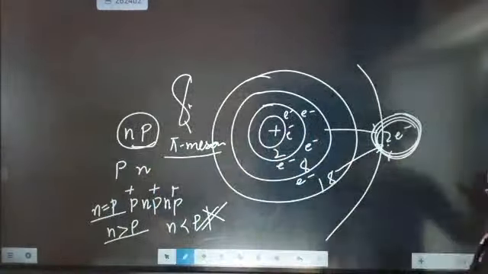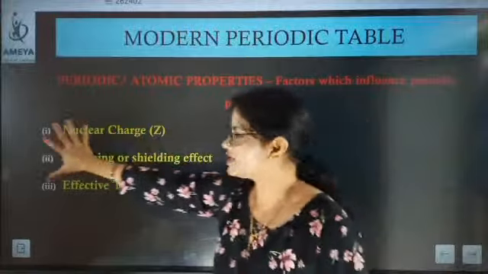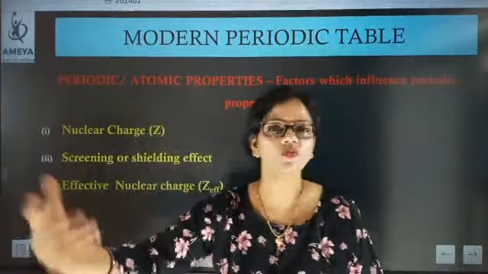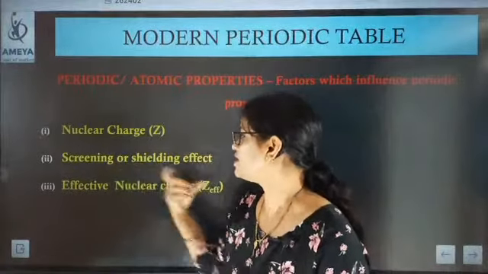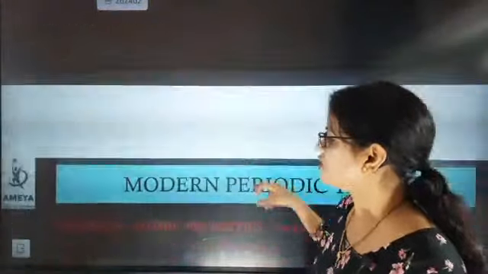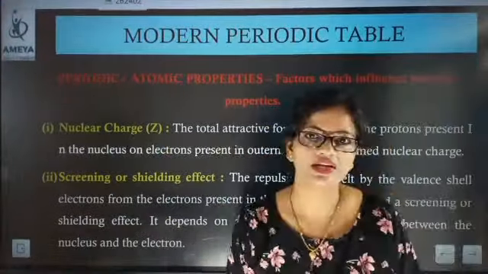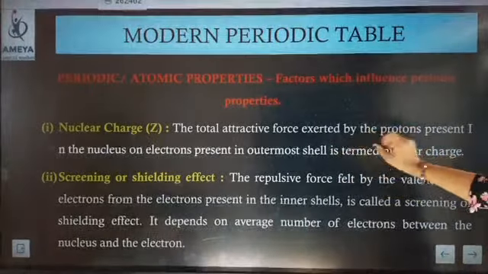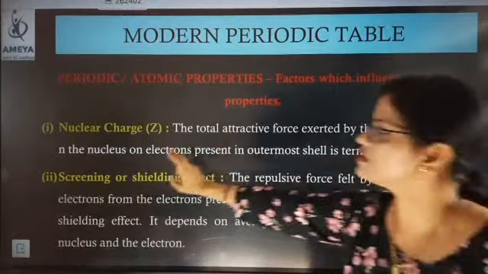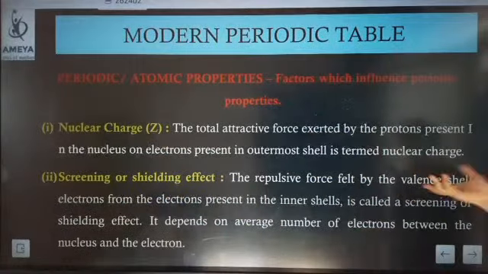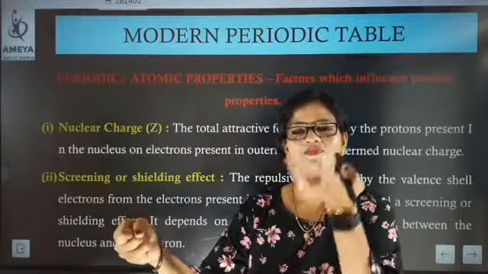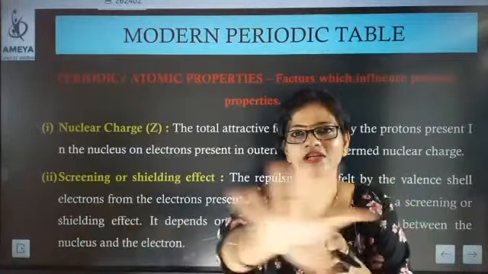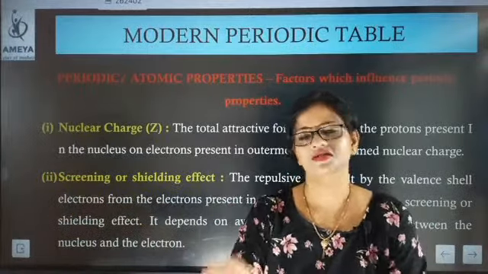So I think you have understood this. Among the periodic properties, we have discussed three important ones. Now see what the definitions tell. Nuclear charge is represented by capital Z, then screening or shielding effect, and effective nuclear charge. First, what is nuclear charge? The total attractive force exerted by the protons present in the nucleus on the electrons present in the extra nuclear part is termed nuclear charge. Protons release the attractive force on the electrons, that is nuclear charge. This we have already discussed.